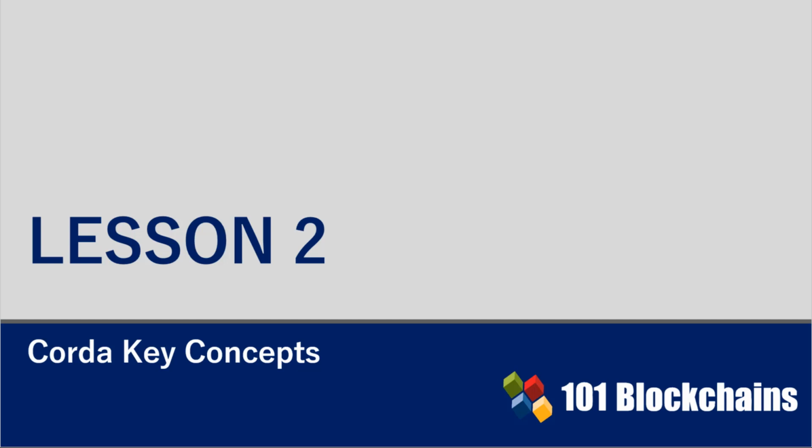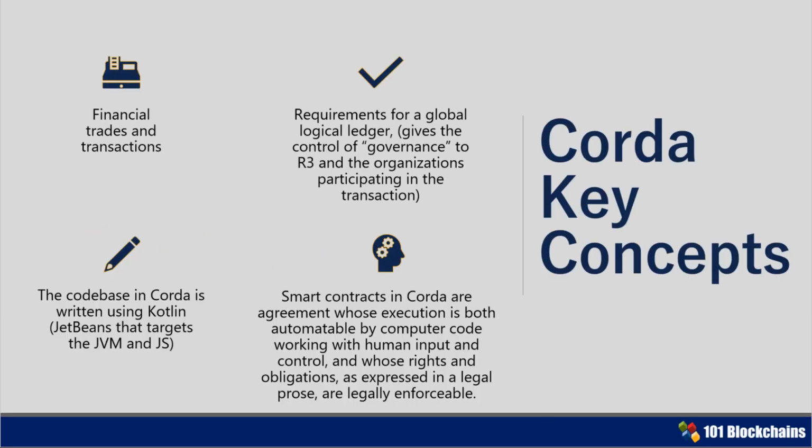Corda key concepts. When it comes to understanding Corda, there are some concepts that we really need to know before we move on. It is important to know that Corda is targeted towards financial trades and transactions. It provides organizations that require a global ledger the ability to transact directly with each other. Because of that, we need some form of governance, and this is done through R3 and any of the participating organizations. We'll have more on that coming up.